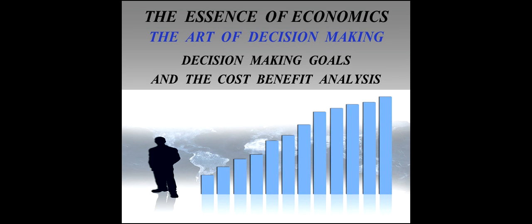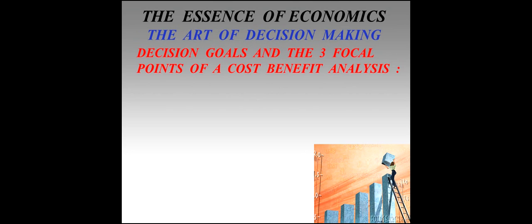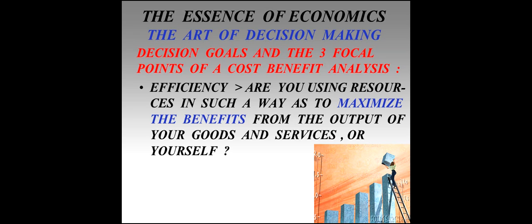In wrapping up part 2 of chapter 2, and chapter 2 in total, it's time to take a look at goals for decision making and how they relate to a cost-benefit analysis. So here are the fundamental goals for decision making and how they relate to the three focal points of a cost-benefit analysis. With regard to all decisions, an eye should be put towards efficiency, meaning are you using resources in such a way as to maximize the benefits from the output of your goods and services or yourself.